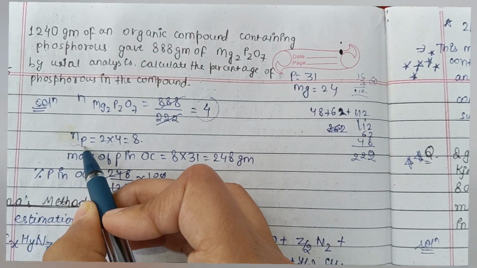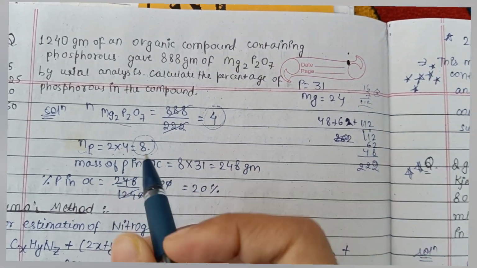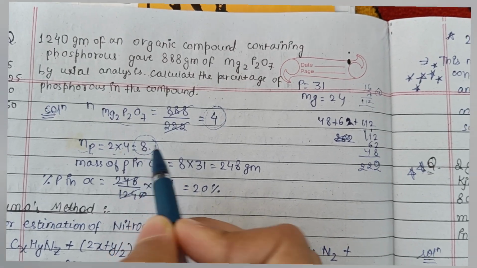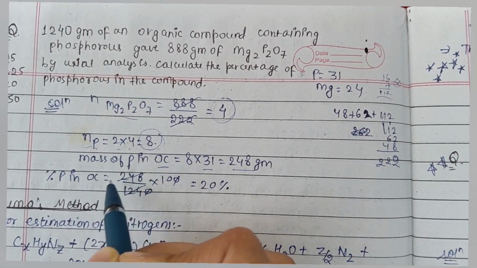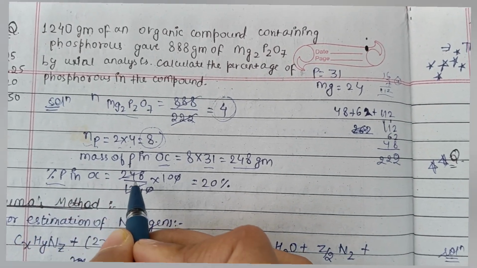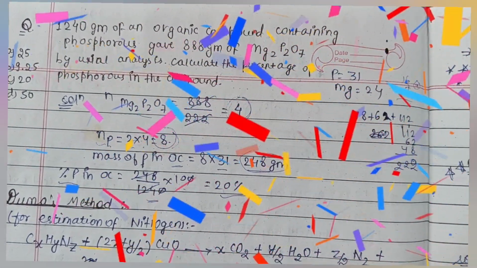So the number of moles of phosphorus will be 2 multiplied by the number of moles of this, which is 2 into 4, which will give you 8. So the mass of phosphorus in organic compound is number of moles of phosphorus multiplied by molar mass of phosphorus, that is 248 gram. Once you have the mass of phosphorus, you can calculate the percentage of phosphorus in the organic compound. So mass of phosphorus divided by mass of organic compound multiplied by 100, and here you have the answer. So I hope you understand this.